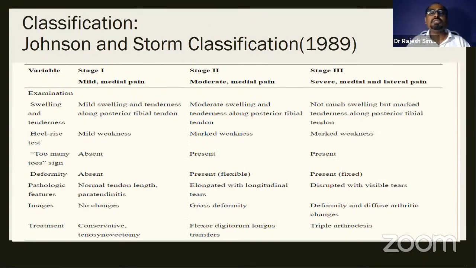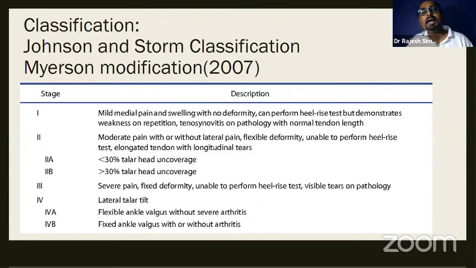How do you proceed? So this was a classification that came out and is still helpful in most of the planning of the treatment. Johnson and Strom classification that came out in 1989, stage 1, 2, 3. The simple classification, mild, moderate, and severe, depending upon the swelling, the heel raise test, too many toes sign, deformity, you make it stage 1, 2, and 3. And one more thing, when you talk about foot and ankle, most of the classifications, you'll have a modification, which you can blindly say as Myerson's modification most of the time. So Myerson came out with a modification of the stage 1, 2, 3, and he added on a 4 because the ankle joint involvement was also put in.